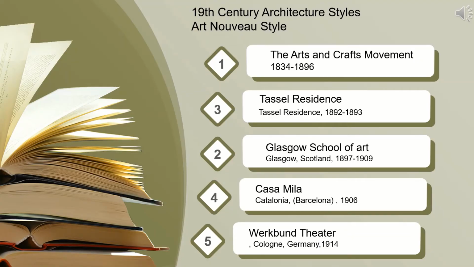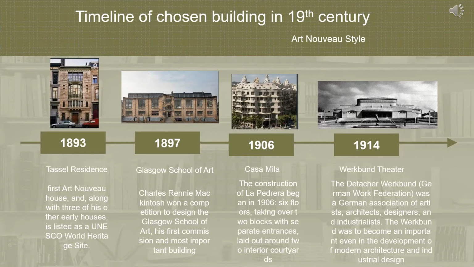19th century architecture style, Art Nouveau style. Timeline of chosen buildings in 19th century Art Nouveau style. The first building is Castle Residence in 1893. The second building is Glasgow School of Art in 1897. The third building is Casa Mila in 1906. And the last one is Workman Theatre in 1914.